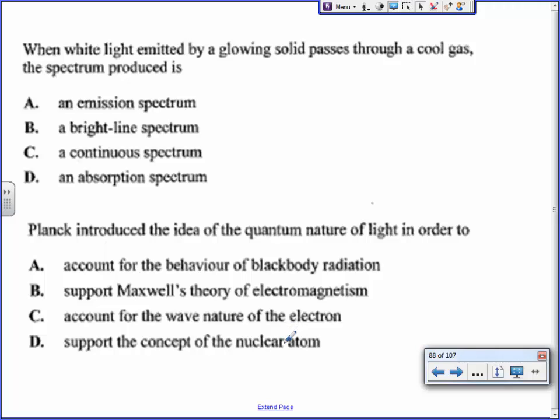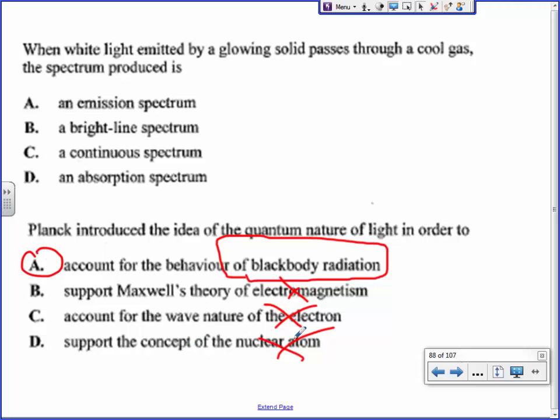Okay, nuclear atom. Timeline. That's 1939. That's not it. Wave nature of the electron, that was afterwards. That was Young's double slit experiment, that was later. Maxwell's theory of electromagnetism, well, that was before, but that's still not what we were looking for. It was that black body problem. The idea was that things should keep emitting radiation further and further as you go up, but it stopped. Remember the name for that? It was called the ultraviolet catastrophe. This was what he was trying to stop there.